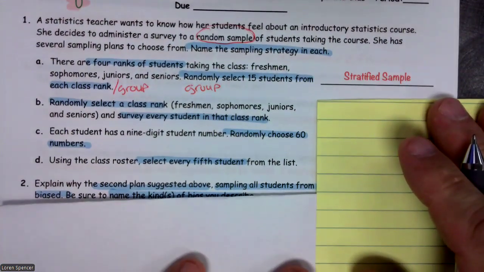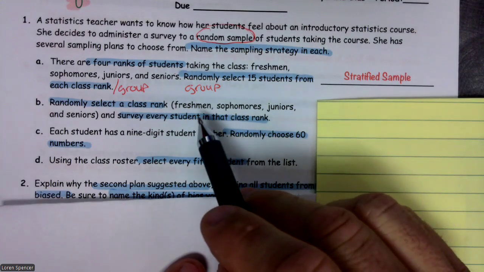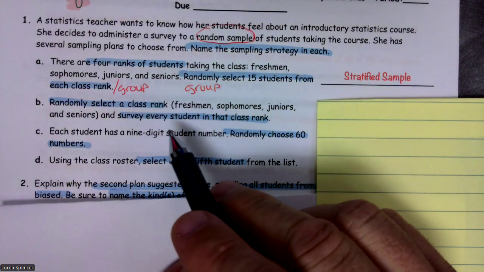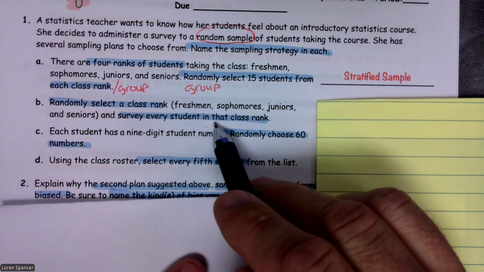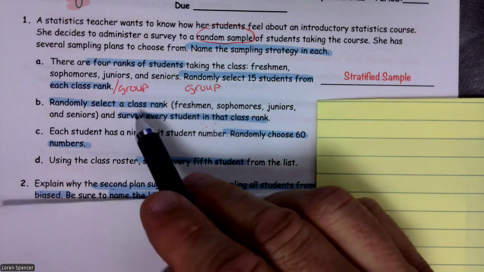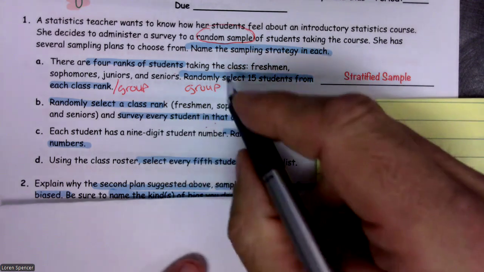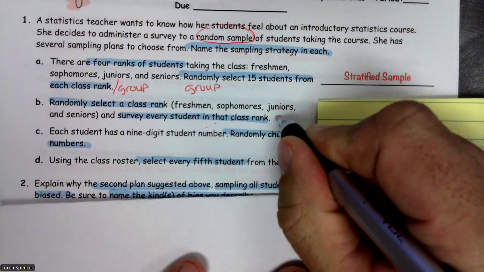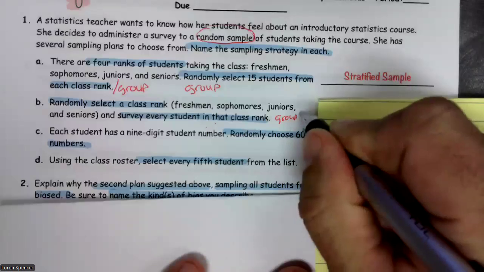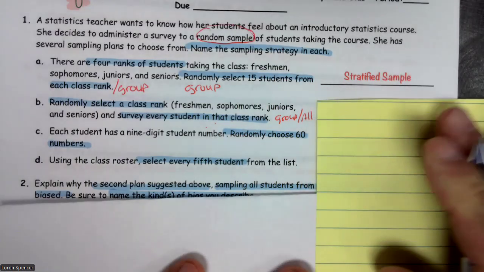All right, part B. Randomly select a class rank and survey every student in that class rank. So randomly select a group. So we're selecting a group and surveying all. So group with all is going to be cluster.